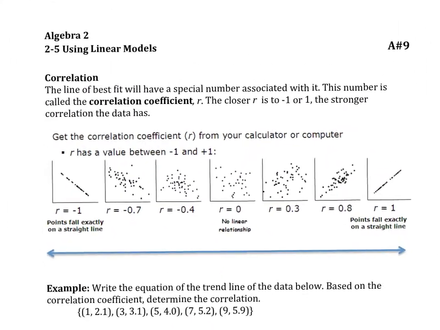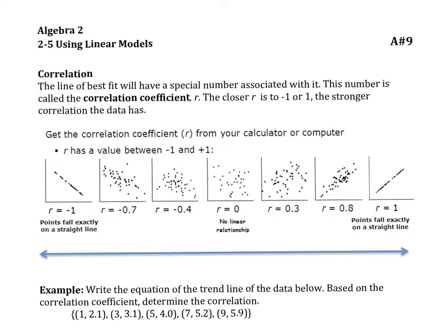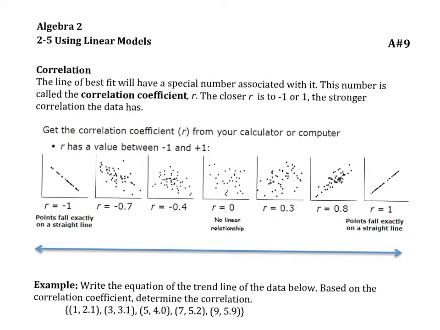The last thing that we're going to consider before we practice some more is the idea of correlation. Okay, the line of best fit will have a special number associated with it. This number is called the correlation coefficient, and we always use the letter R for that. This is how we interpret the letter R, the correlation coefficient. The closer R is to either -1 or 1, the stronger the correlation the data has.